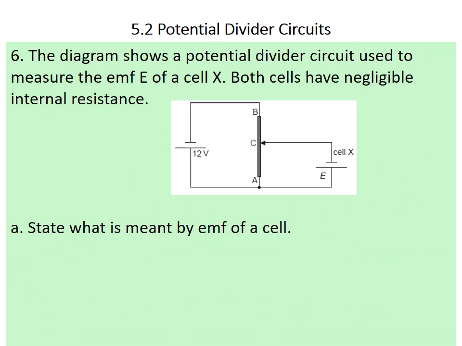Question number 6. The diagram shows a potential divider circuit used to measure the EMF of a cell X. Both cells have negligible internal resistance. Part A. State what is meant by EMF of a cell. Well, EMF is voltage, and if you look in topic 5.1, you can see that voltage is energy per charge.